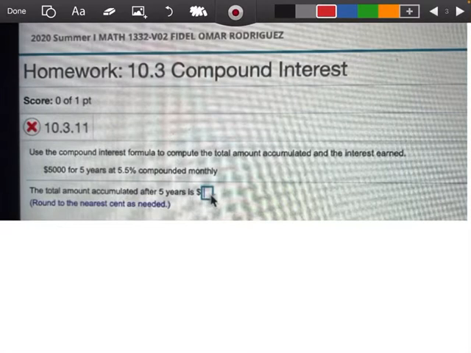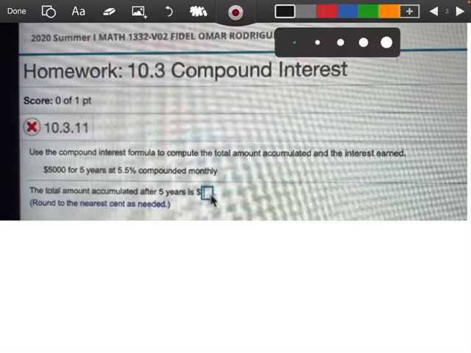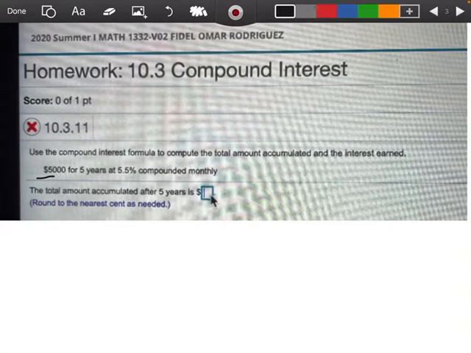All right, so guys, let's take a look at this problem here. This is out of 10.3, and it says use the compound interest formula to compute the total amount accumulated and interest earned. Okay, so let's see if we can't figure this out. They give us some pieces of information here. We have $5,000 for 5 years at 5.5% compounded monthly.